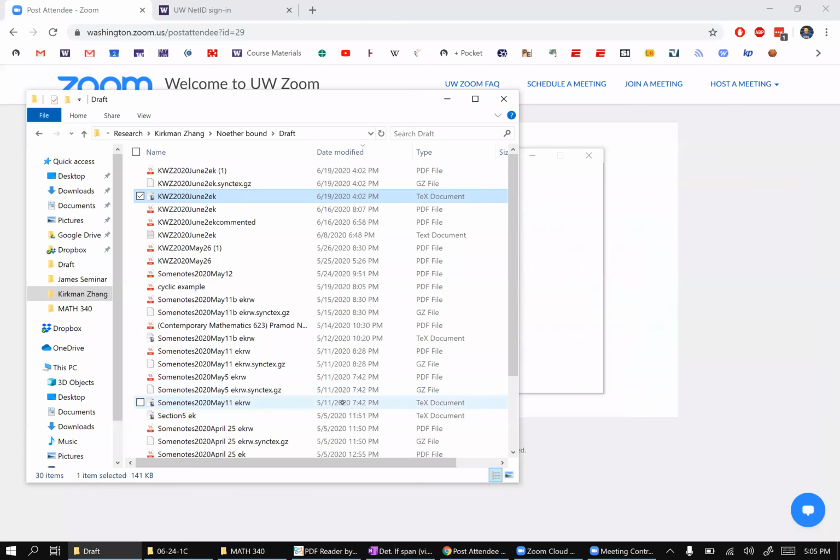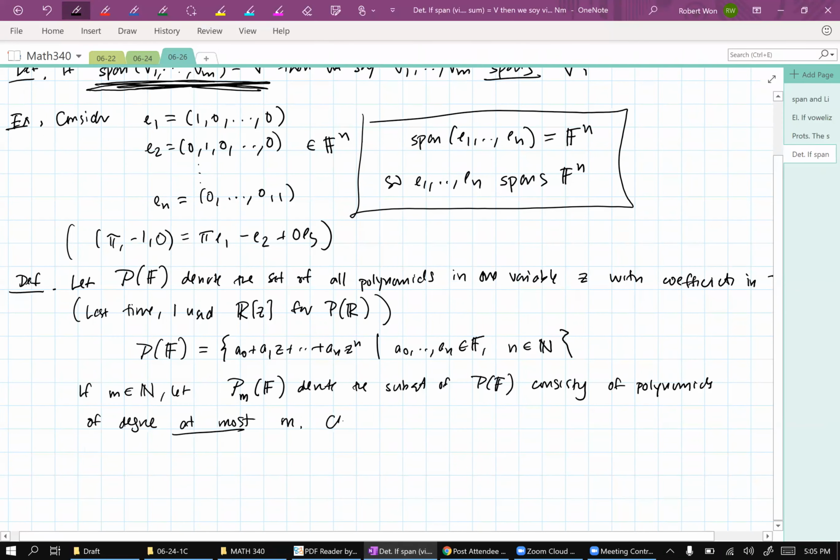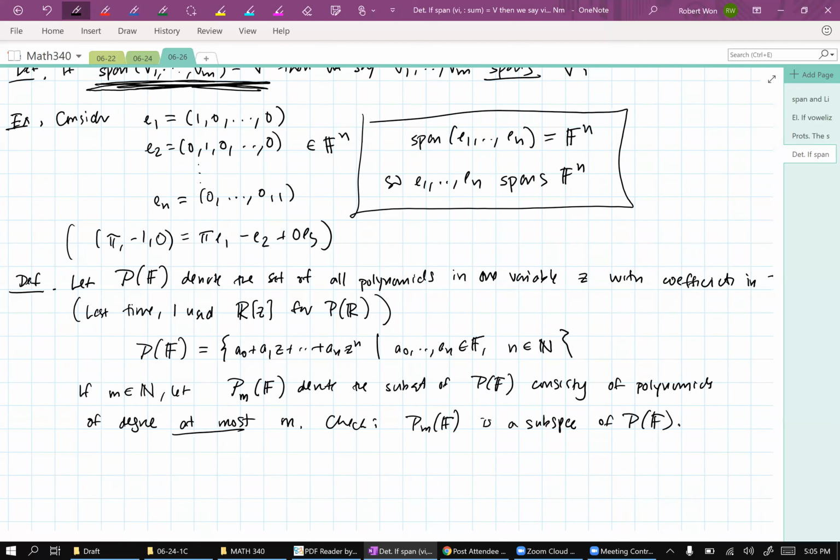Okay, and you should check for yourself that Pm(F) is a subspace of P(F). I mean, we can do it in words right now. The 0 polynomial, that's a polynomial of degree, I guess, either 0 or negative infinity, depending on the convention. But certainly it's a polynomial of degree at most m, if m is a non-negative integer. So the 0 polynomial is definitely in Pm(F).